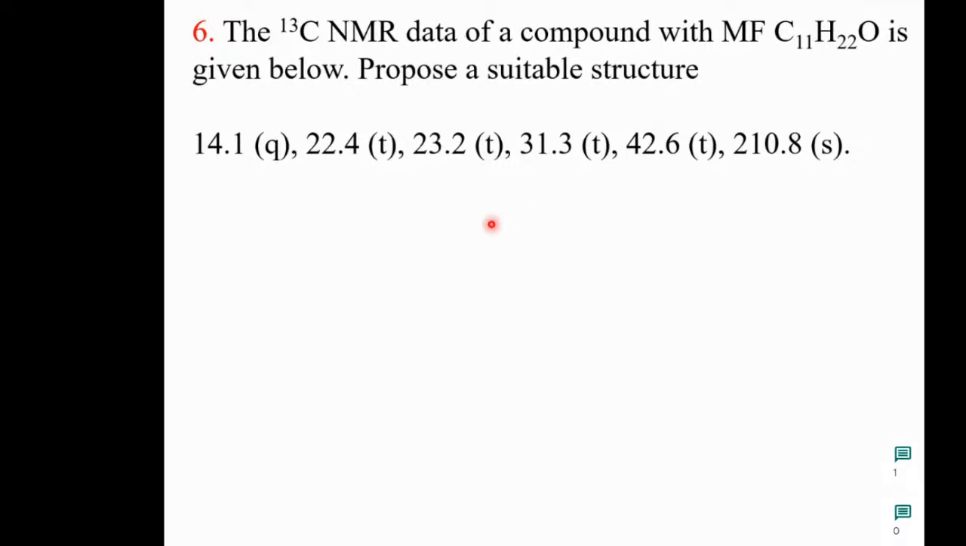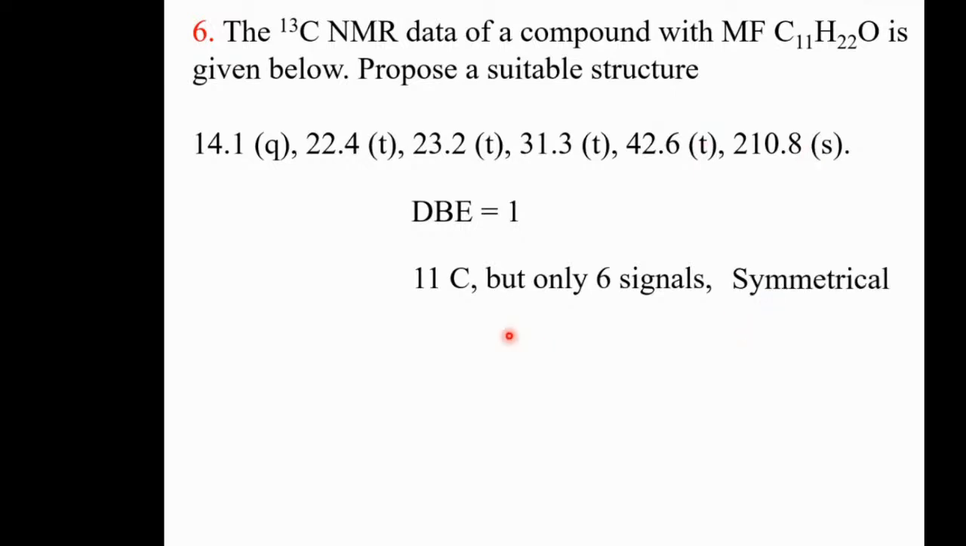Anyone? One, CnH2n+2. So 24 minus 22, that is 2, divided by 2, 1. So 1 is the degree of unsaturation. It's very good. And you see, there are 11 carbons from the molecular formula, but only 6 signals are reported. That means there is symmetry, right? The molecule is symmetrical.